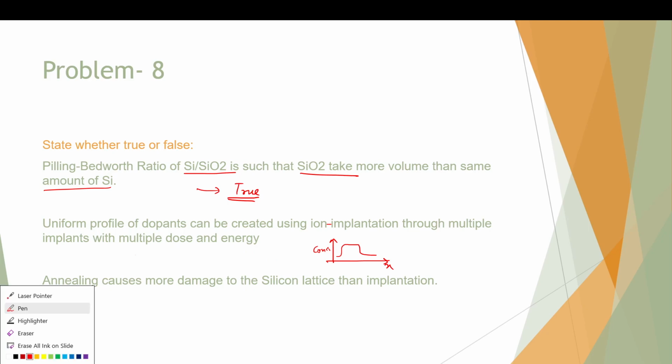We can imagine that we can do multiple implants with different energies. Energy will determine how much our ions will penetrate, and dose will determine the peak dose. Using the right combination of dose and energy and the number of implants, we can get a nice uniform profile. So that is true.